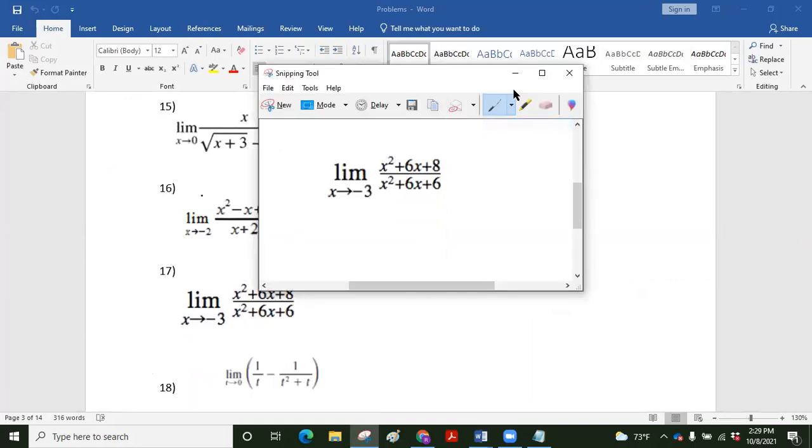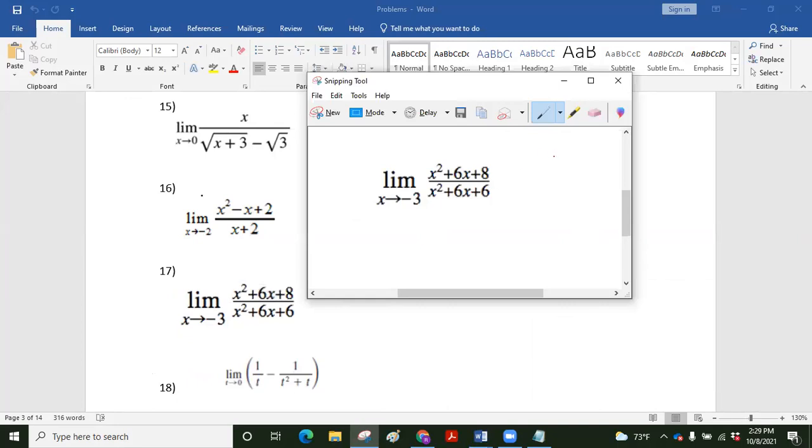So same approach, right? We'll look for two numbers that multiply to 8 and add to 6. So I'm thinking about 4 and 2 because they multiply to 8 and they add to 6. So x plus 4 and then x plus 2.